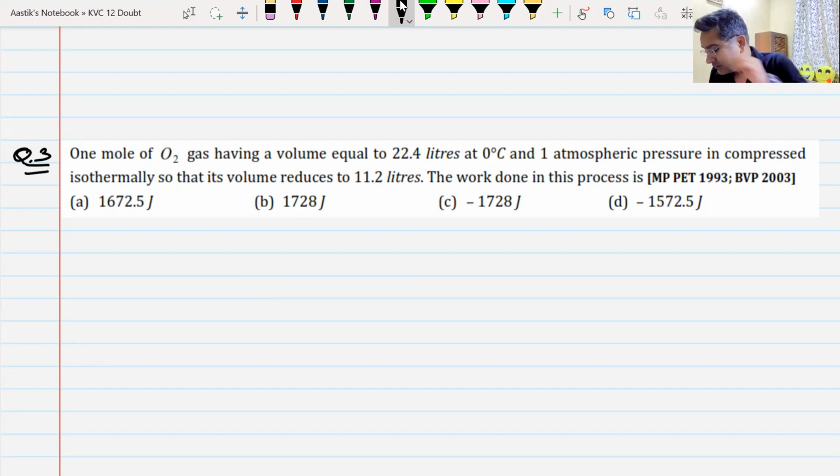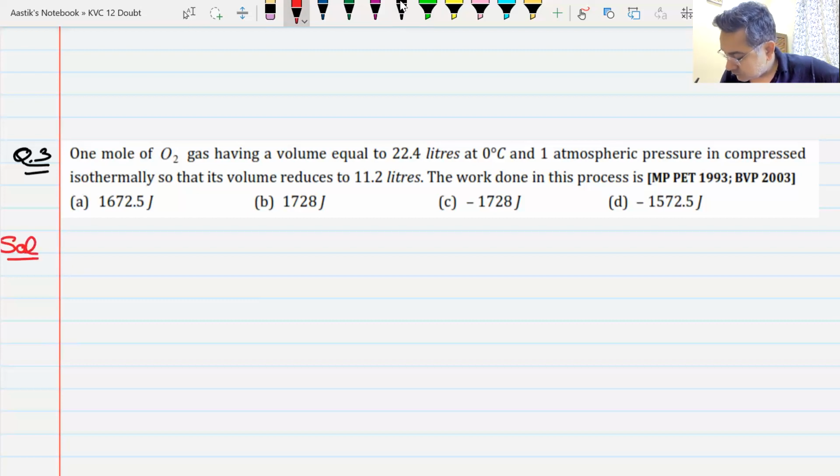1 mole of O2 gas having a volume of this, and 1 atmospheric pressure is compressed isothermally so that its volume reduces. Everything is given. Any hope? Hope is there, sir. 273 R ln 2. That is correct.